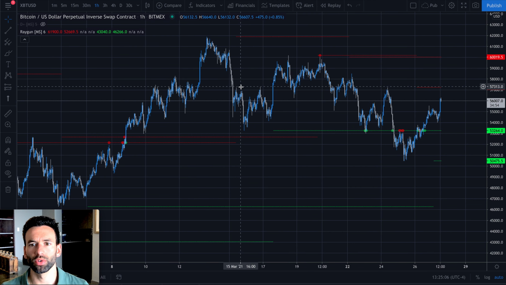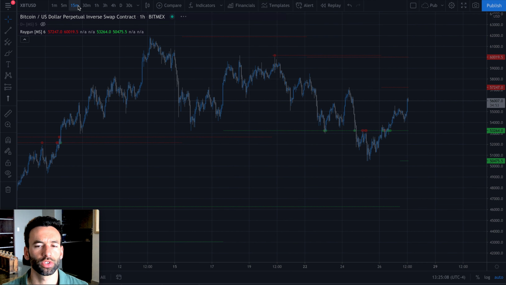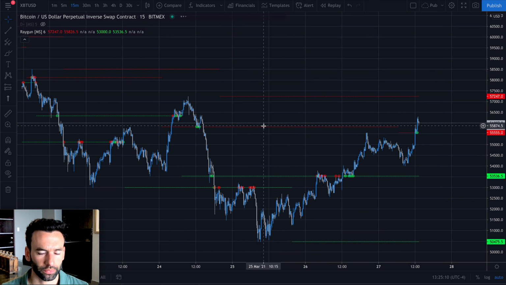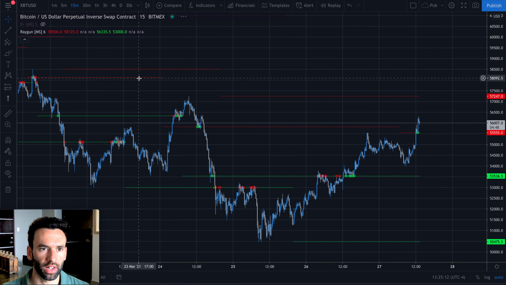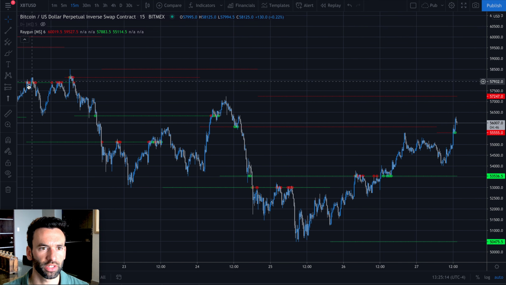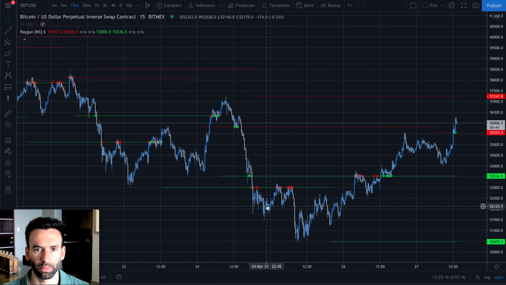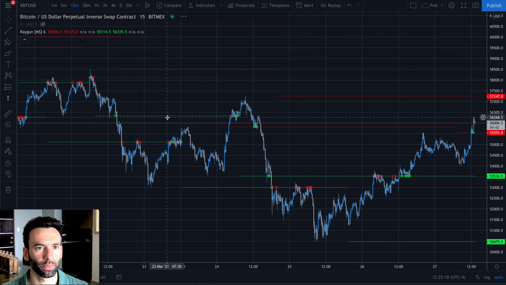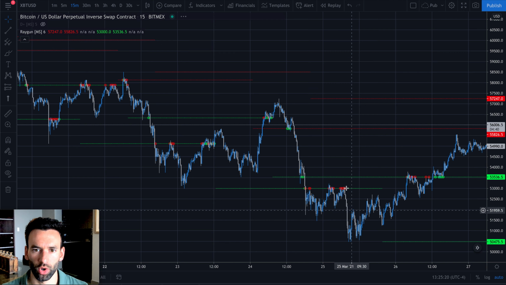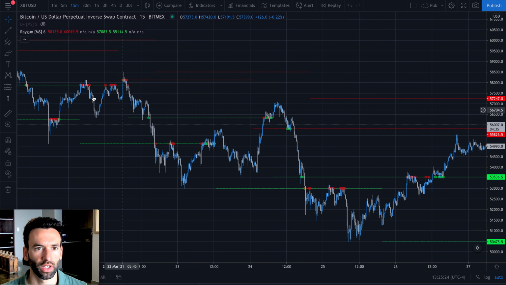And so what does it do? Raygun shows support and resistance levels. So generally the red lines are going to be resistance and the green lines are going to be support. But we all know that support and resistance flip. And so here we can see this green line became resistance. And same thing here, this green line became resistance. And same thing here, and then this one flipped actually.